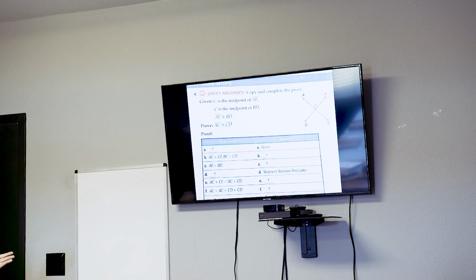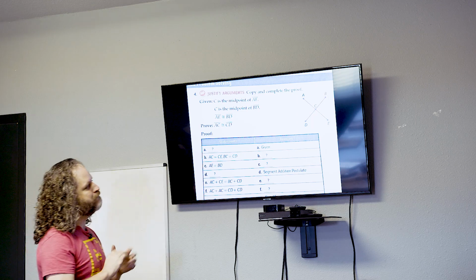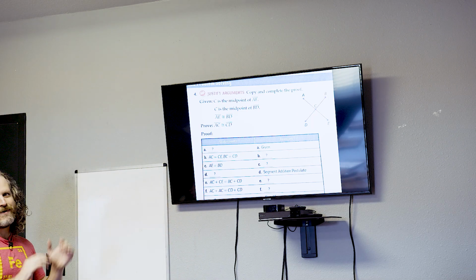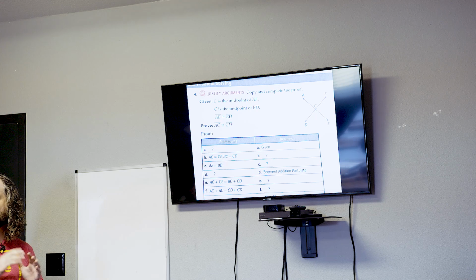I'm not going to give you credit for hogwash that's just way off in left field. But if it's basically right, or if I can tell that you meant segment addition postulate and you wrote something that wasn't quite right, but I can tell that's what you meant, then I'll give you credit for it. I'm not trying to beat you over the head with proofs, but you do have to learn how to do them.